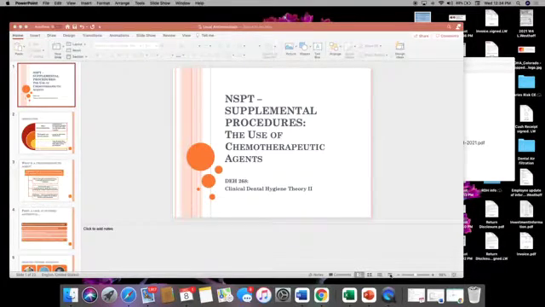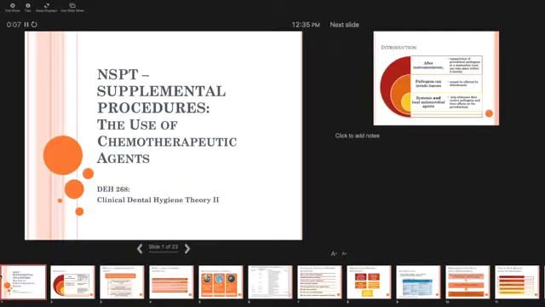Hi, class. We are going to talk about general chemotherapeutic agents. So, we are going to talk about these in context of supplemental procedures or medicaments with non-surgical periotherapy, right? So, we want to remember things like Arrestin that we use in clinic are chemotherapeutic agents.